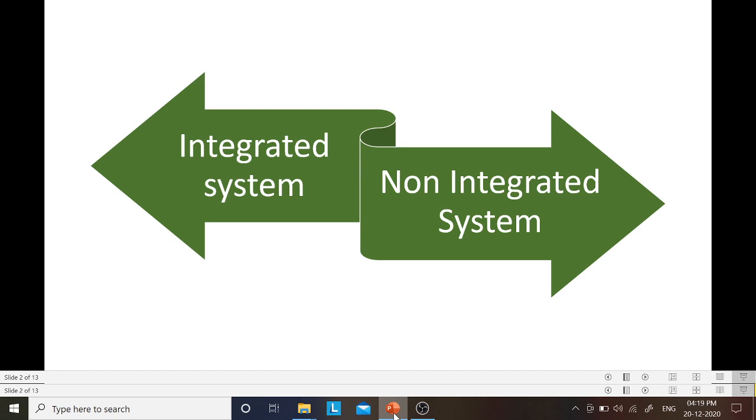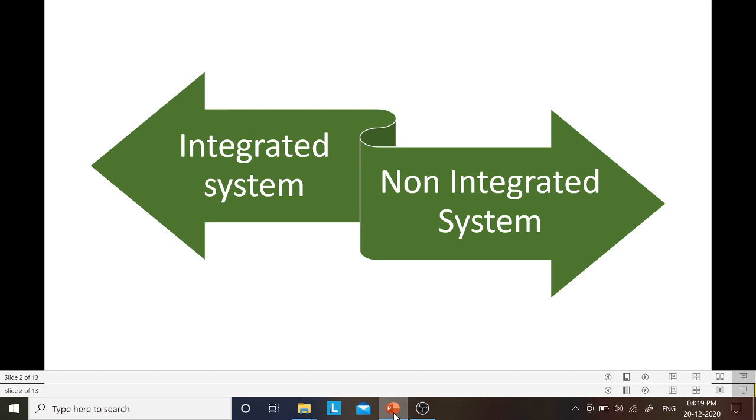So under integrated system, integrated meaning coming together. If it is a small business unit, then they may follow integrated system. Integrated meaning coming together. So both records, financial and costing records, come together and it is recorded under one system itself, under one books itself, right? That is why it is called as integrated.